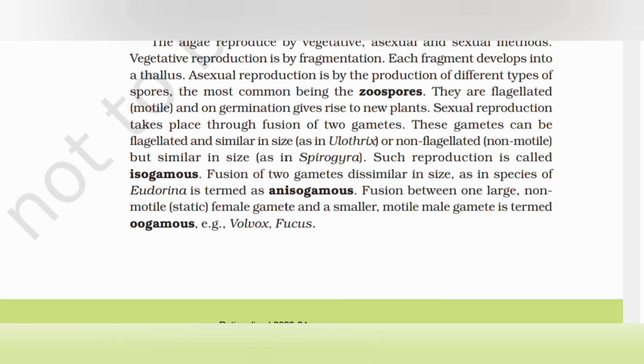Sexual reproduction takes place through fusion of two gametes. These gametes can be flagellated and similar in size (motile) as in Chlamydomonas, or non-flagellated (non-motile) but similar in size as in Spirogyra. Such reproduction is called isogamous. Fusion of two gametes dissimilar in size, as in species of Eudorina, is termed anisogamous. Fusion between one large, non-motile (static) female gamete and a smaller, motile male gamete is termed oogamous. Example: Volvox, Fucus.